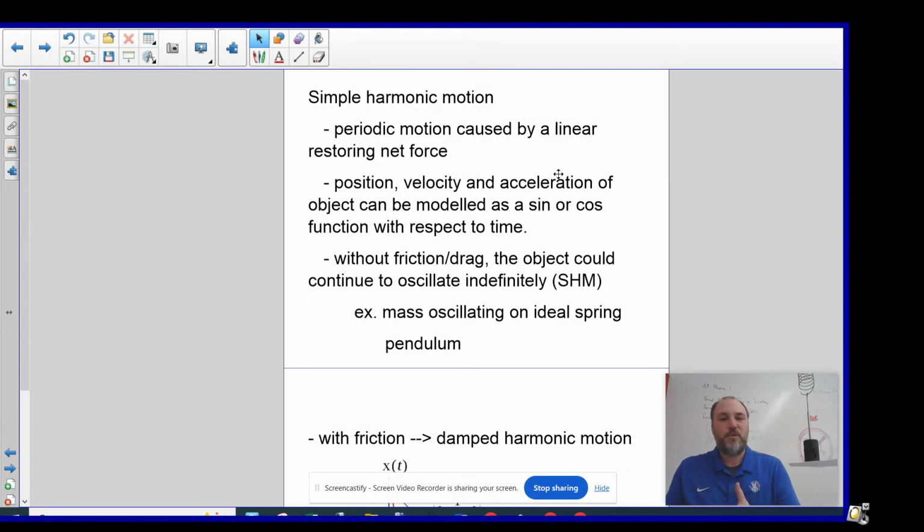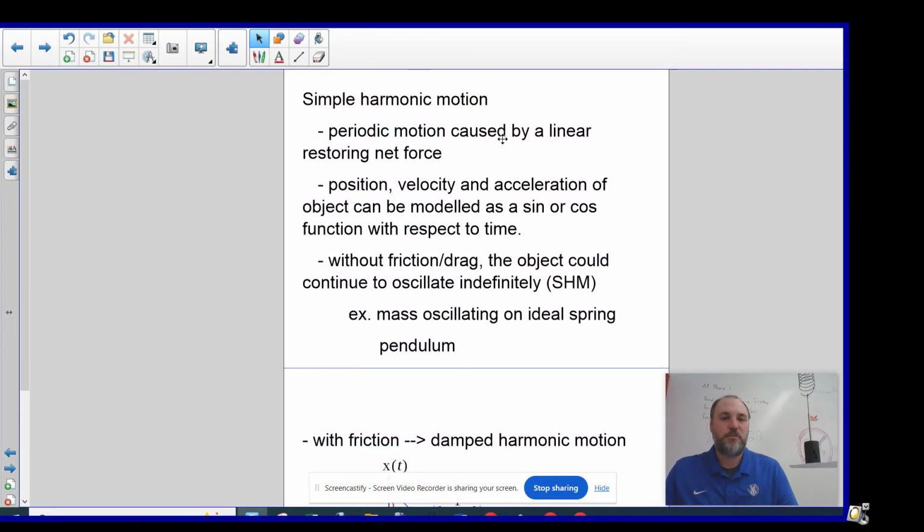And in order for that to be true, to be in simple harmonic motion, it means that there must be a linear restoring net force. So we'll take a look at what that means on the next page.